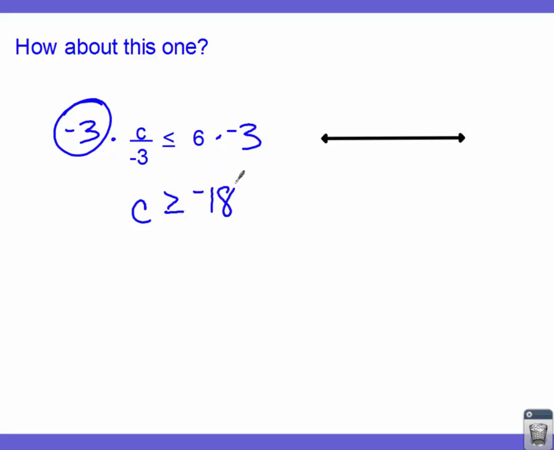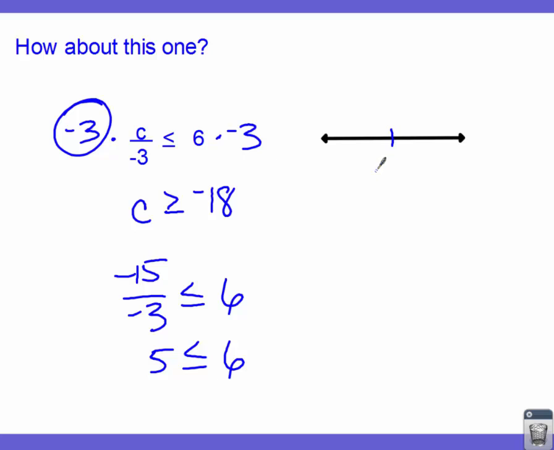negative 18. So now this tells me in order to make this true, I need a value that is greater than negative 18, but divisible by 3. The first one that meets those conditions is negative 15. So we take negative 15, divide that by negative 3, and is that less than or equal to 6? Well, negative and negative make positive. 15 divided by 3 gives me 5. Is 5 less than 6? Yes, it is.